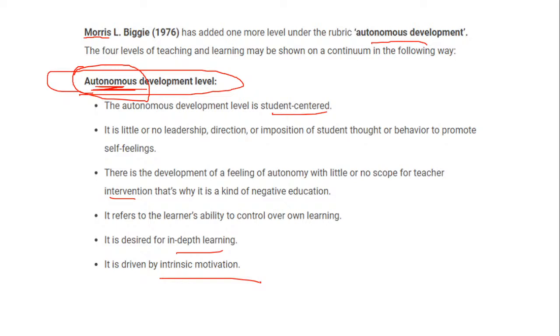The syllabus has only 3 levels, but there is one concept given by Morris, and it talks about autonomy to the learner, called the autonomous development level, which is completely learner-centered, which is intrinsic. Intrinsic means inner self-motivation, which is in-depth learning, and which is to control your own learning. Fine. So just keep this concept in mind very well. Let's go to the next question now.